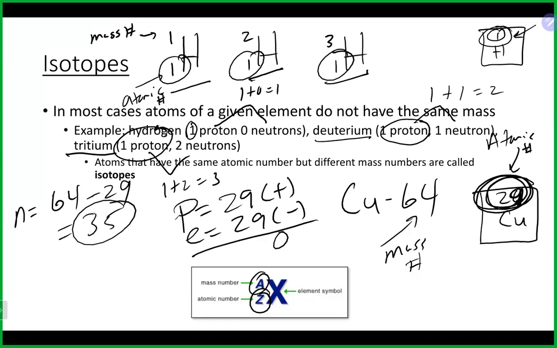We'll try it without the calculator. We'll go with 35. I think it's right. Any questions on that there? So again, that's a very common way that isotopes are sometimes written.